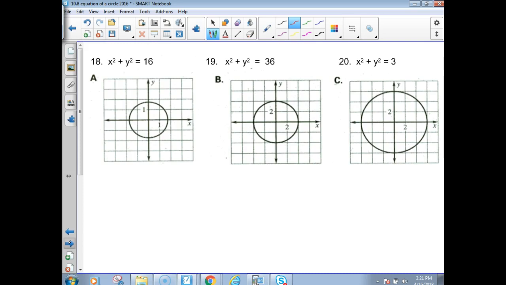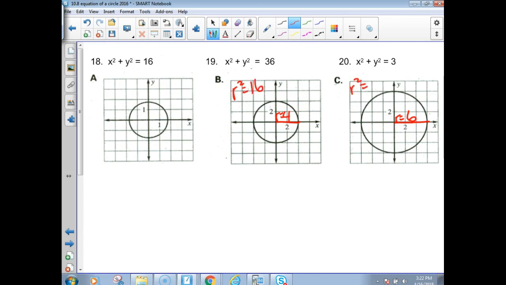All right, then there's 18, 19, and 20. I want to match these to the correct graph. What I'm going to do is look at these graphs and say, well, this radius is not a nice number. This radius is 2, 4. It's by 2's. This radius is 2, 4, 6. So I got a radius of 4, a radius of 6. I don't really know what that radius is. So it's going to be the weird one, which would be this one.